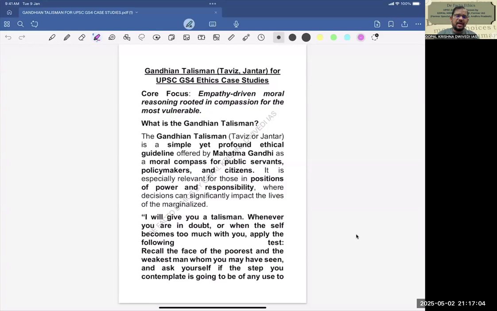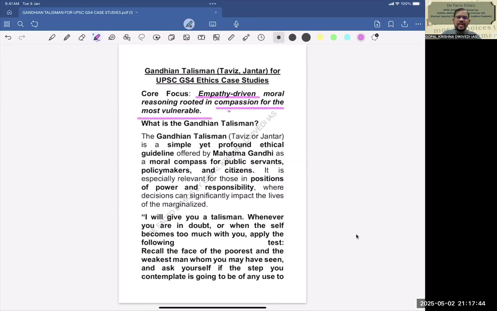As all of us know, Gandhiji promoted truth, non-violence, Antyodaya, Sarvodaya, etc. So basically, his philosophy, or his talisman, which is also called tabiz or jantar, is basically empathy driven. He says that your actions should be rooted in compassion for the most vulnerable. So this is what Gandhi is about: it's empathy driven, and action should be rooted in compassion for the most vulnerable.